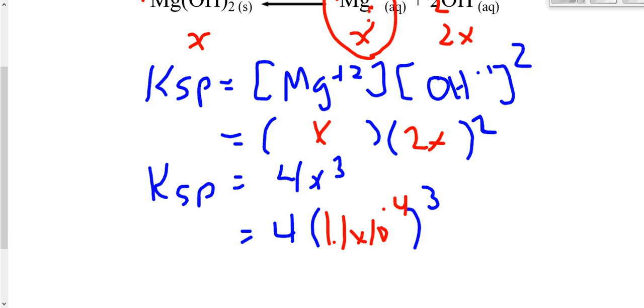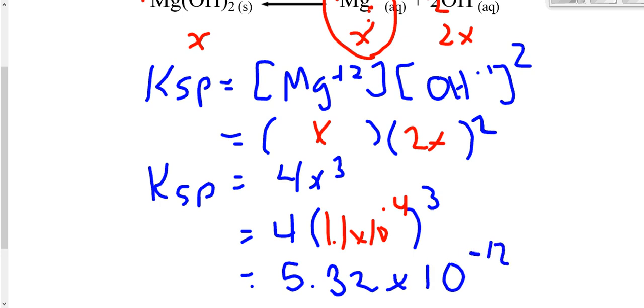When you do that, you're going to find that you're going to get a value of 5.32 times 10 to the minus 12. 5.32 times 10 to the power of minus 12. It's a minus sign. That is the value of our Ksp. And just like the Keq unit, we don't write units for Ksp values. They technically do have units, but they change for every salt depending on whether we're squaring things or cubing them or whatever. So as a rule, we don't tend to write them down.